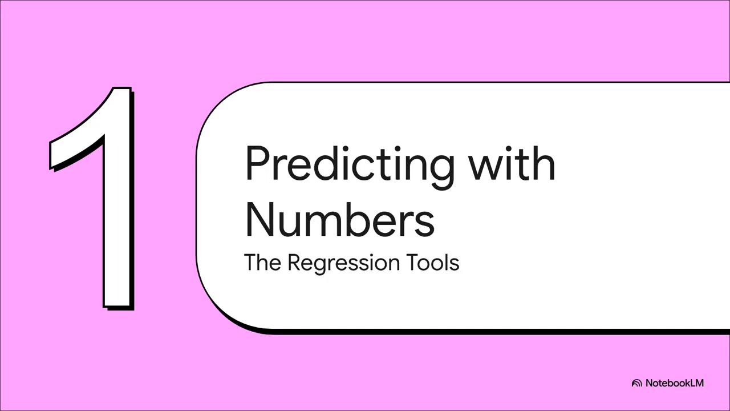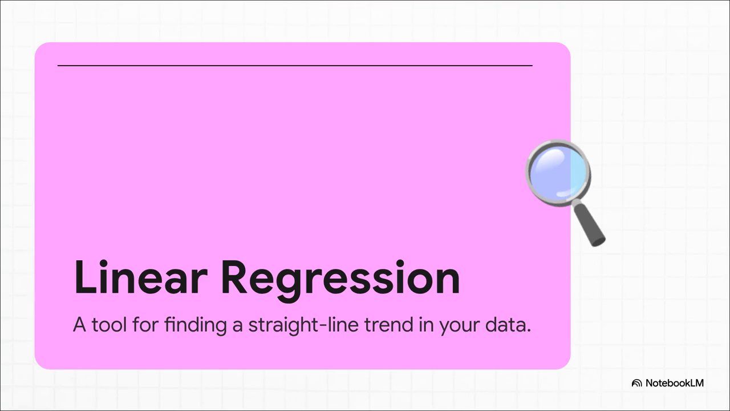Sound good? All right, first up in our toolbox are the tools for a very specific job, predicting numbers. Think things like temperature, price, or height. In the world of machine learning, this whole task has a name: regression. So the first tool we're pulling out is probably the most fundamental one of all, linear regression. The best way to think about it? It's like a ruler. Seriously, its whole job is to look at a scatter of data points and find the perfect straight line that slices right through them, capturing the main trend.